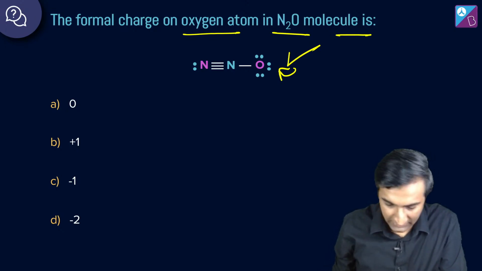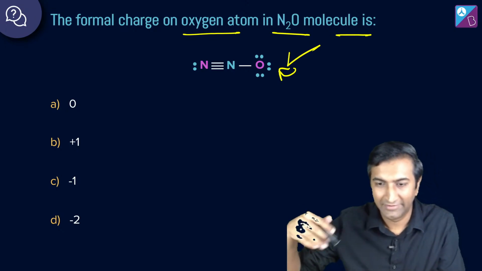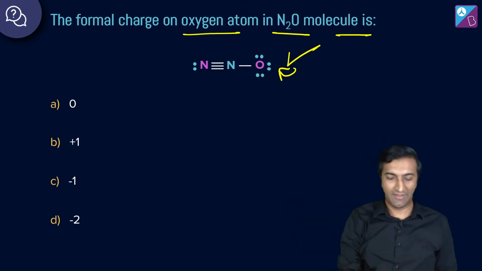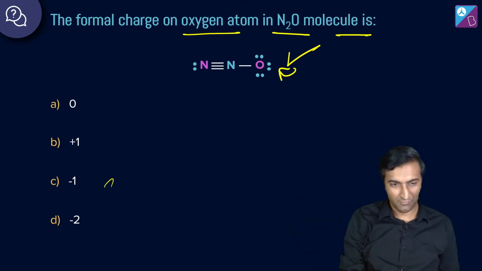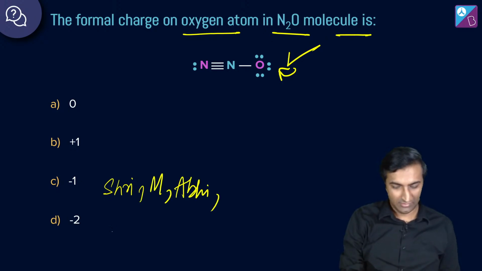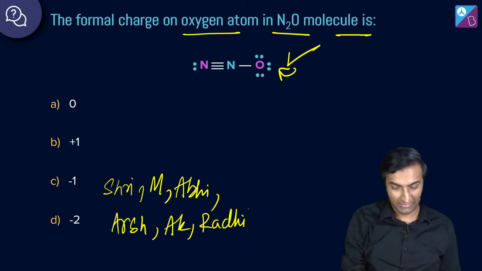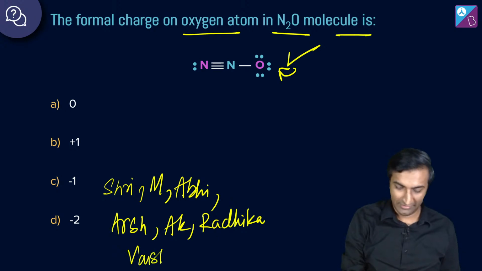Okay, Shridula is saying, see, my hand's hurting, guys. I have like crazy spondylitis. I'm going to try and write your names. I'm going to give you short form names. I'm going to call you Shri. I'm going to call you M. I'm going to call you Abhi. I'm going to go with Arsh. I'm going to go with AK. I'm going to go with Radhika's full name. Okay, cool. And then, because I have space, Vaishnavi. Okay, there you go.